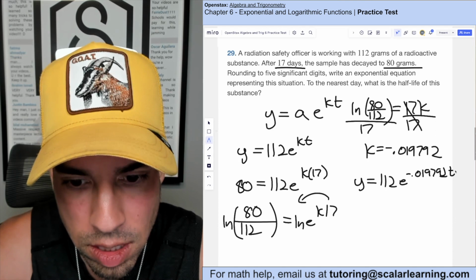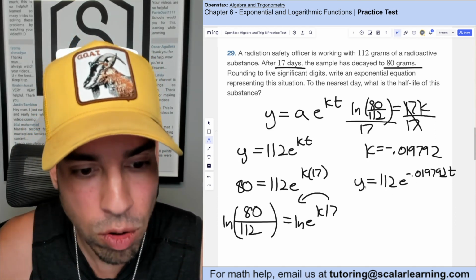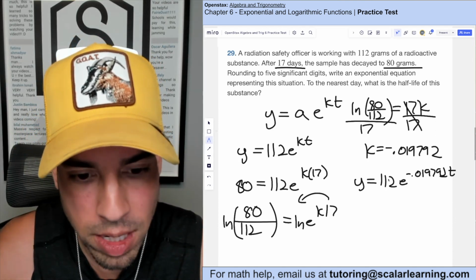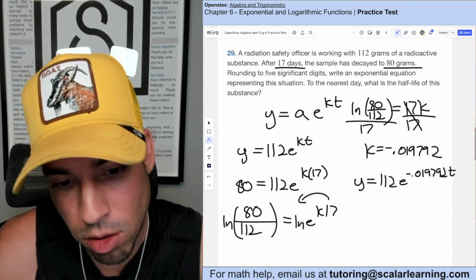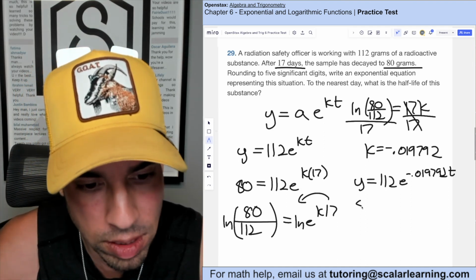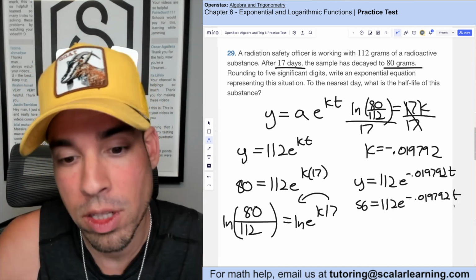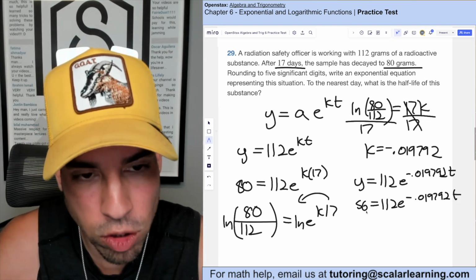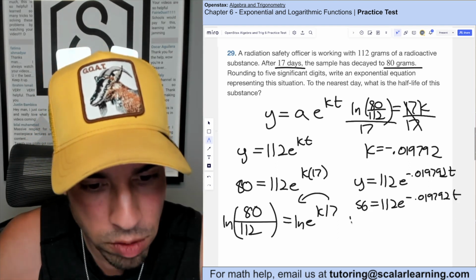0.019792 times t. Now we're trying to figure out the half-life. So I want to know when y is going to be half of this initial value, right? That'll give it to us. So what's half of 112? That's 56. So now I got this nice equation. Let's solve for t. So first I'm going to divide by 112. 56 divided by 112 is 1/2.